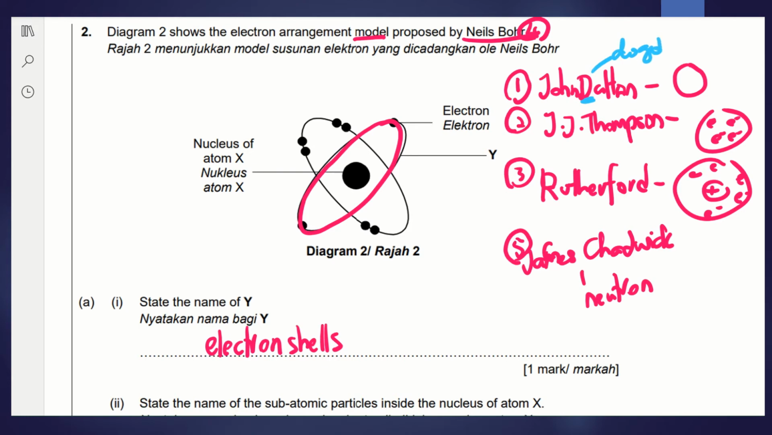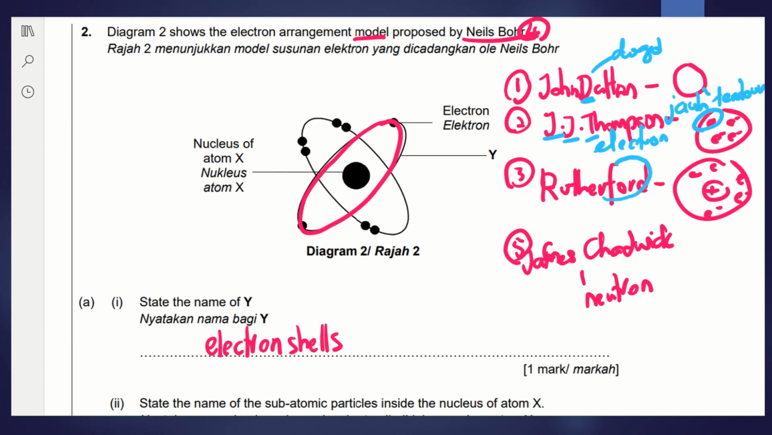Okay, so number 2, J.J. Thomson. JJT is jauh-jauh terabur. Jauh-jauh terabur. So, apa yang berterabur? Yang terabur adalah elektron. So J.J. Thomson discover electron.